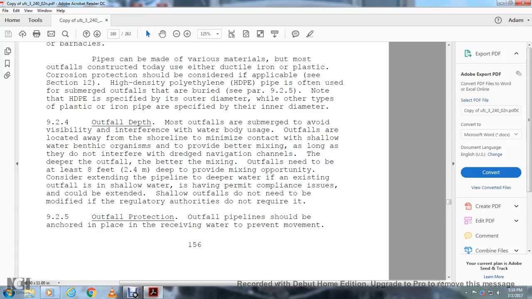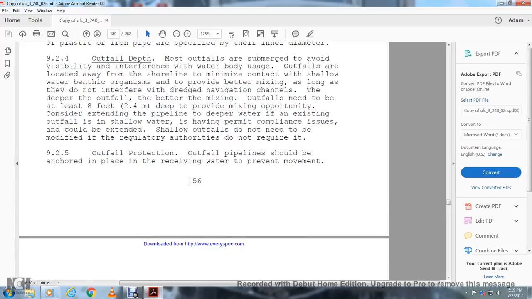The outfalls need to be at least 8 feet deep to provide mixing opportunity. Consider extending existing pipelines into deeper water. If existing outfalls in shallow water have permit compliance issues, they could be extended, and shallow outfalls do not need to be modified. Regulatory authorities do not require outfall protection. Outfall pipelines should be anchored in place in the receiving water to prevent movement.